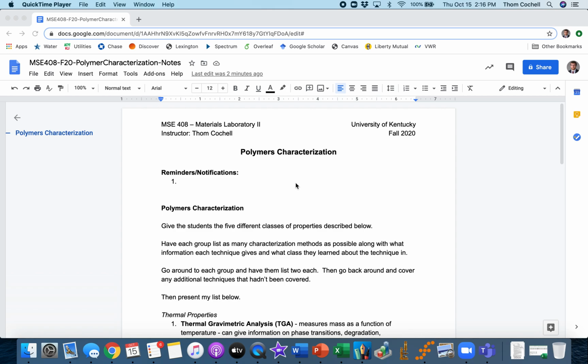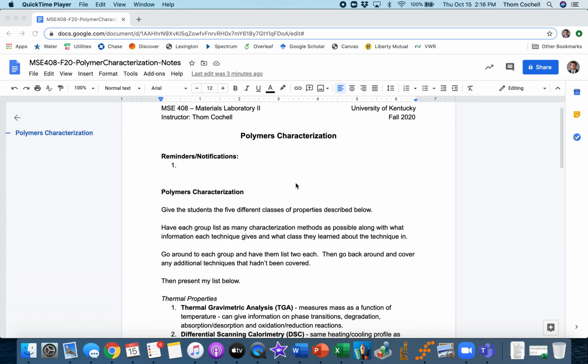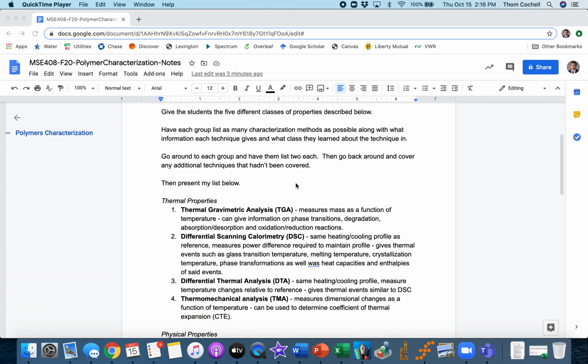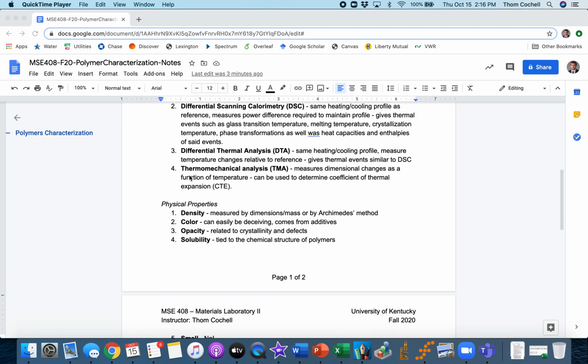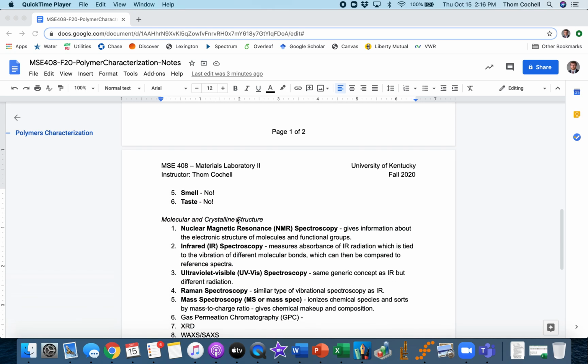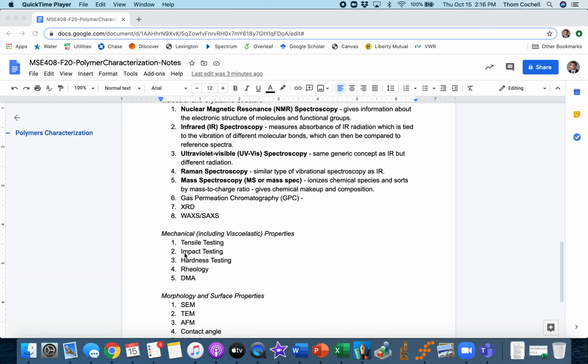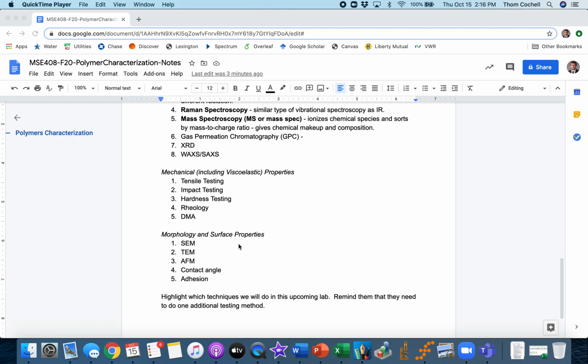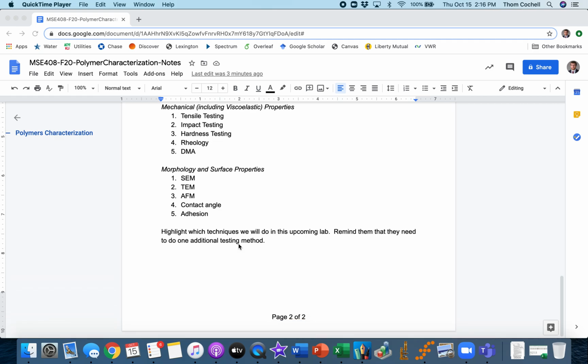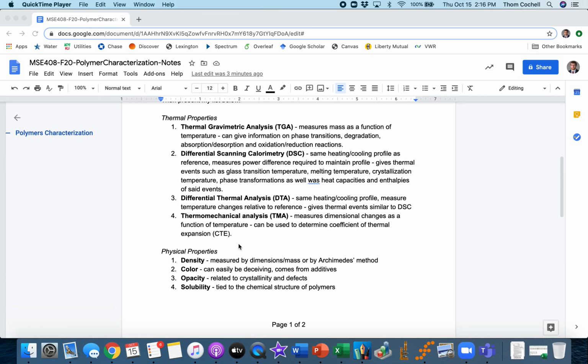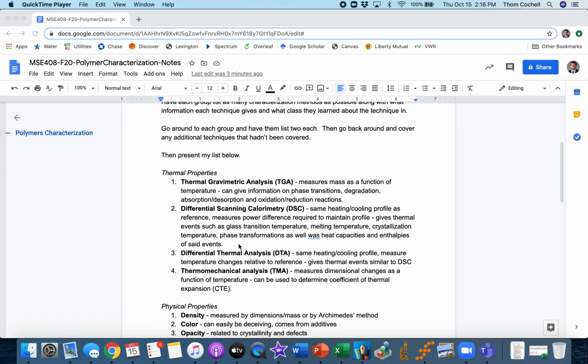All right, so polymer characterization. There's a lot of techniques that you will see for other classes of materials like metals and ceramics, but there's also some that are fundamentally different, and we'll go through. So I've broken them out into different classes. Here we have thermal, physical properties, molecular and crystalline structure, mechanical properties, and surface and morphology properties. I've grouped it up like this just to classify each of the different types. So let's look at the first one first.